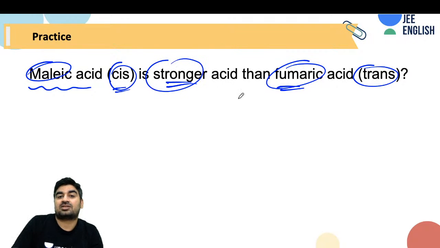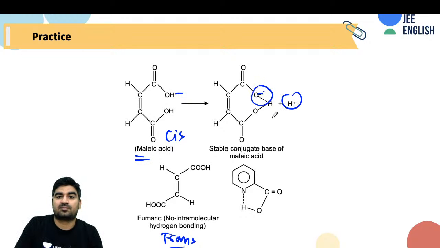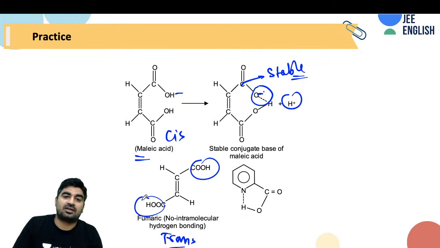So malic acid is stronger than fumaric acid. What could be the reason? This is malic acid, so both are towards the same side. So this is cis, this is trans. So in cis, what will happen? After losing one H, it will form O minus, and that O minus can form hydrogen bonding, right? And this is stable. In fumaric, they cannot form hydrogen bonding because the distance between them is too high.